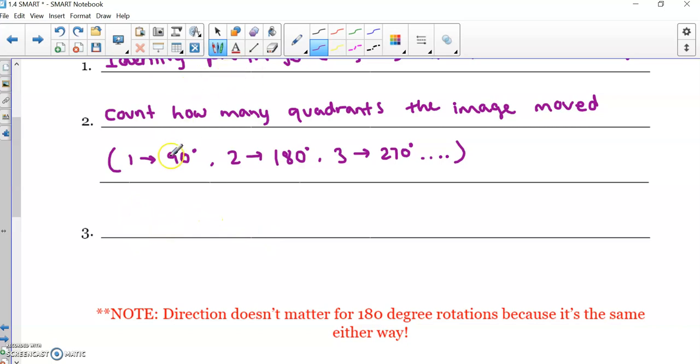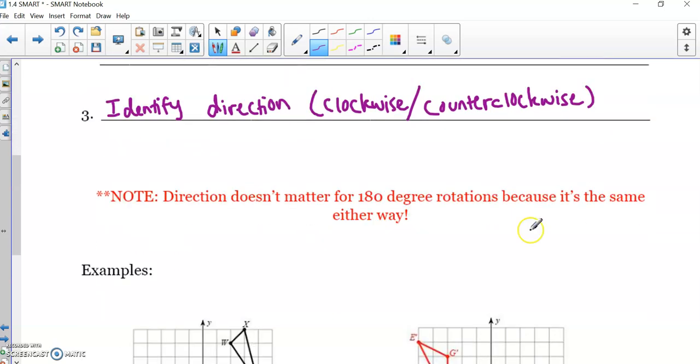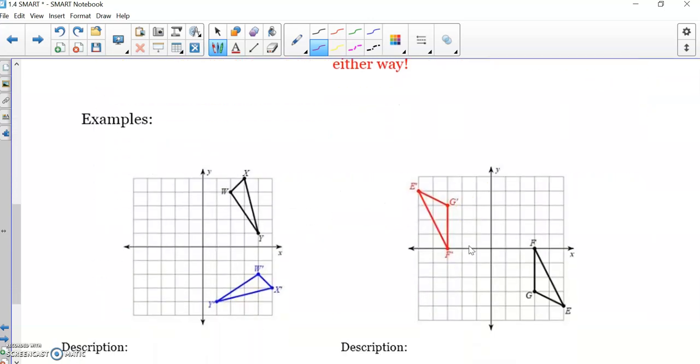Okay, and step 3 is to identify the direction. So when I say that, I mean clockwise versus counterclockwise. Okay, so now let's take a look at these examples and follow our steps.